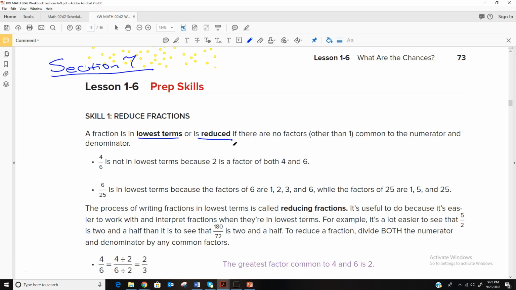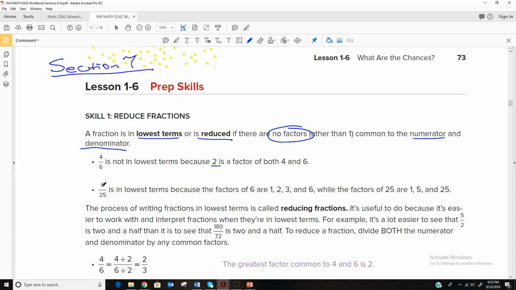And of course, any two numbers will have a common factor of 1. But in order for a fraction to be reduced to lowest terms, we need that the numerator and the denominator don't have any other common factors. So no other factors, nothing that can divide into them besides 1 that they have in common. So for instance, 4/6 is not in lowest terms because you can divide 4 and 6 by 2. So you're looking for anything that will divide into both of them.